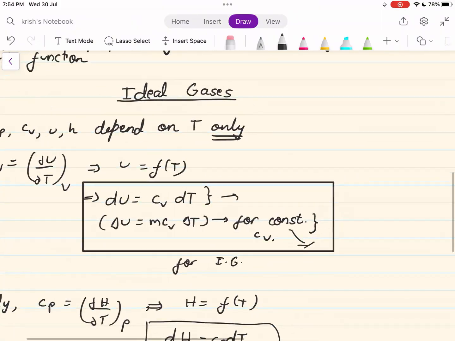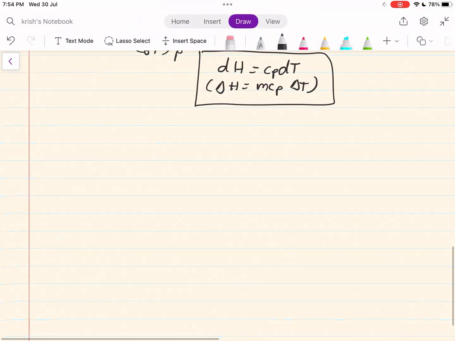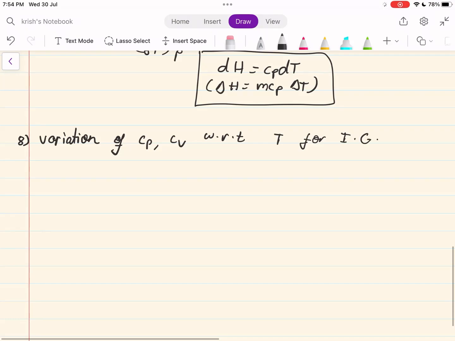Now we're going to look at something new, which is variation of Cp and Cv with respect to temperature for ideal gases. This is also called the empirical relationship of Cp with temperature. Empirical means that nobody knows why it's there, but experimentally it has been observed and verified, right? You don't need to remember this formula. This formula is also given on top of table 8.6. What you need to do is know how to apply it.